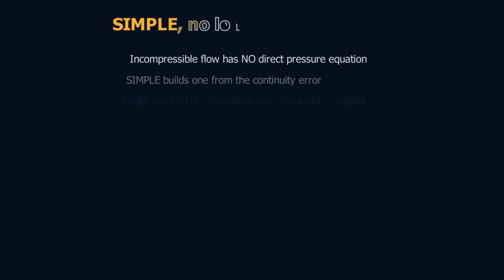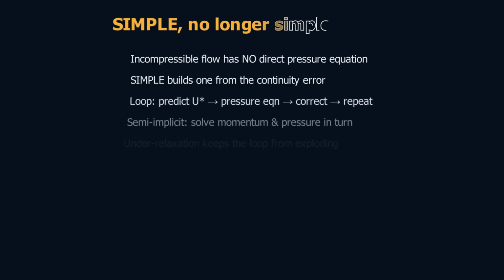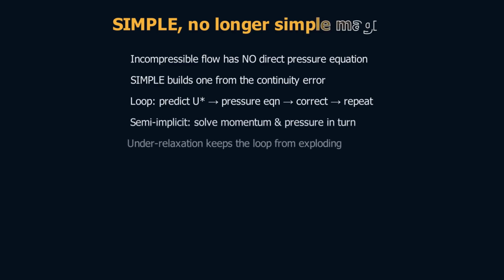That's SIMPLE. There's no direct pressure equation, so the algorithm manufactures one from the continuity error, then loops, predict, correct, check, under-relaxing to stay stable. Not magic. Just a clever escape from a chicken and egg problem.